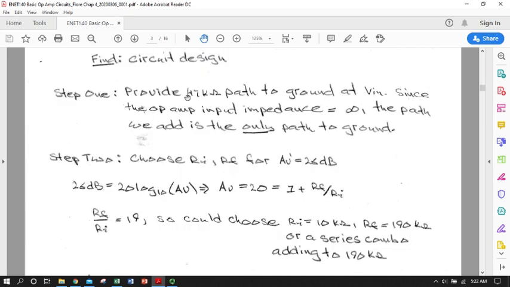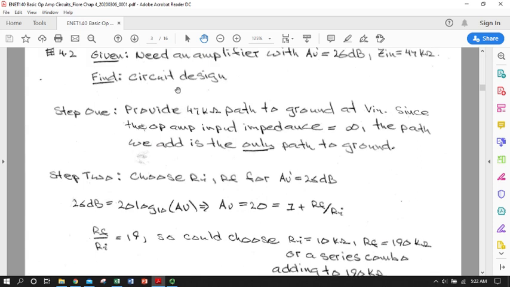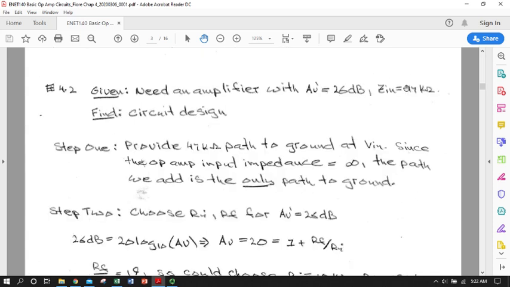So step one, wait a minute, how do we get 47 kilo ohms when an op amp has infinite input impedance? Well, you go around it, basically. So we'll knock this first one out really easily by putting a 47 kilo ohm resistor on a direct path to ground at Vin. No current's going to go into the op amp, so if we put a resistor bridging the input signal to ground, that will by definition give us a 47 kilo ohm path to ground. Why they needed that, I don't know, but it was in the spec.